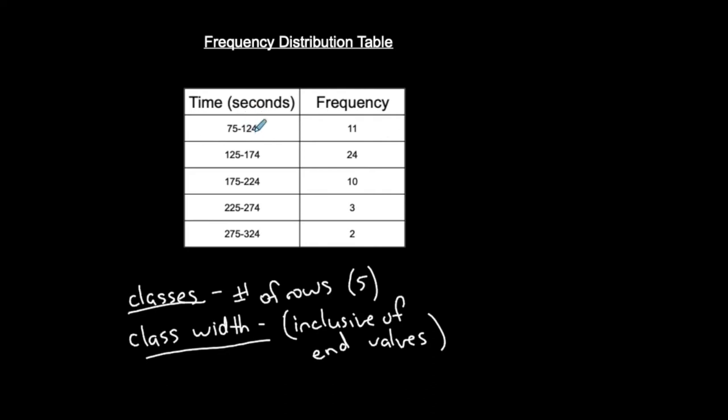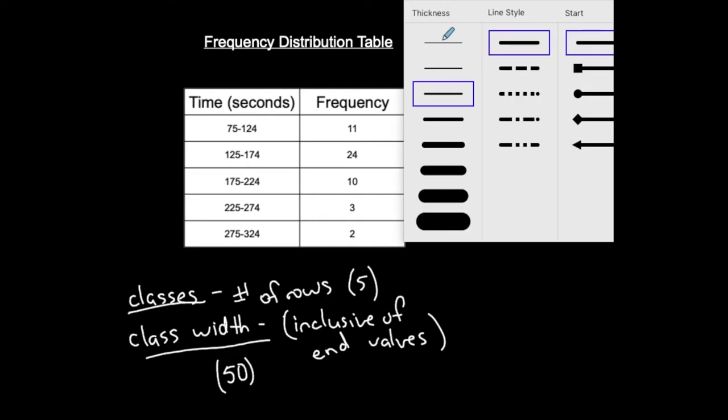So even though 124 minus 75 is 49, don't forget to add that extra 1 to include that end. So therefore, for this example, my class width is 50. I did the difference between the two and I added 1 to find the class width.